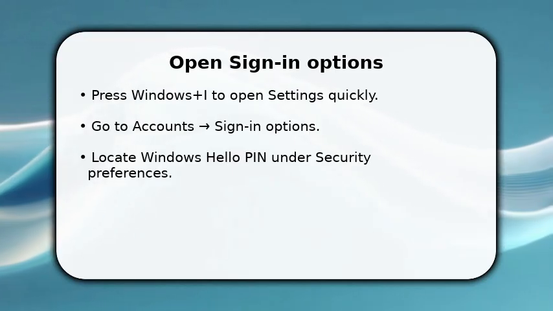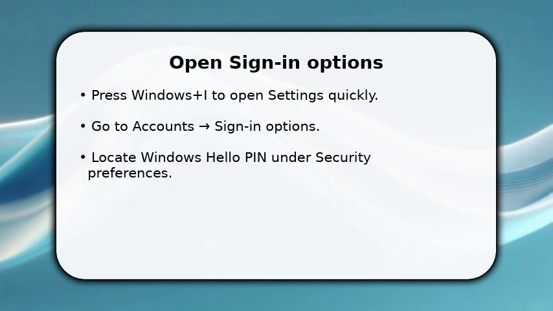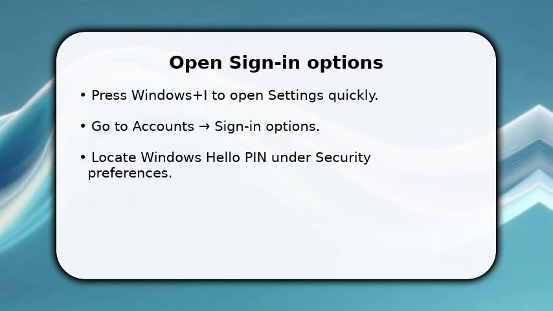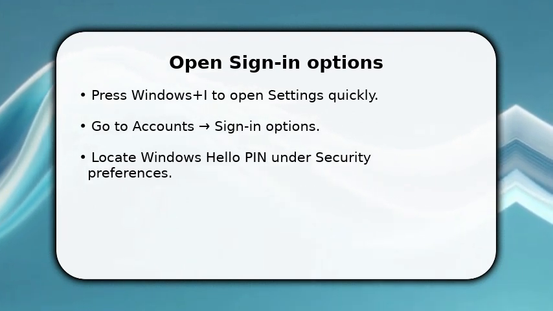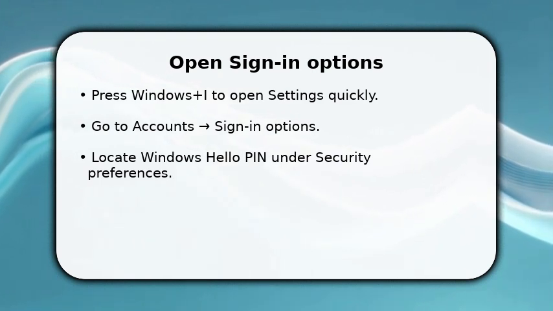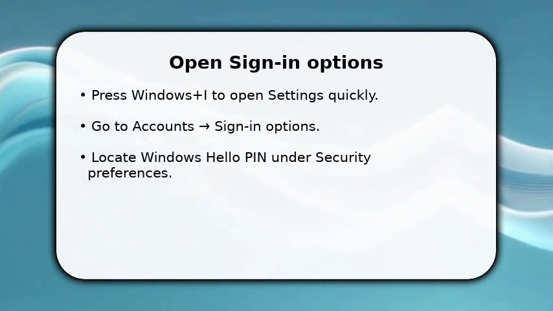You start by opening Settings with Windows plus I. This gets you straight into system controls. Next, go to Accounts and then Sign-in options so you see all authentication methods. Once done, find Windows Hello PIN under the Security section. This is where PIN settings live.